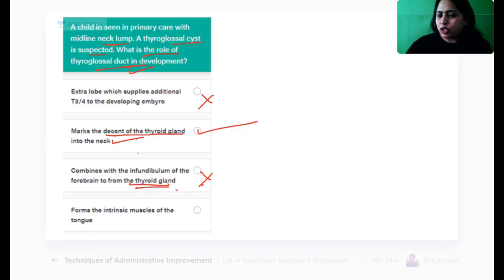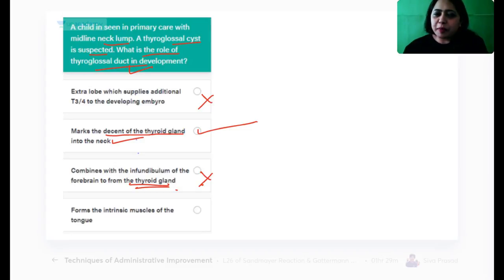They're trying to confuse you with which gland? With the pituitary, right? Pituitary, forebrain. They're trying to confuse you with the development of the pituitary.